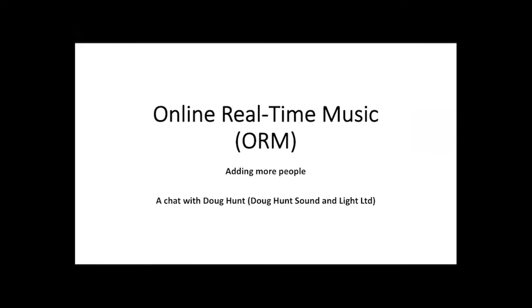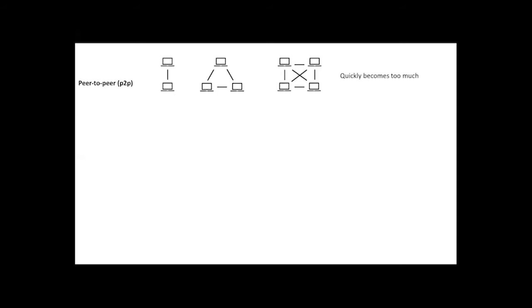So the first thing is to talk about the different types of connection that we have discussed in the video series so far. Peer-to-peer is the first one. This is the best thing to start with for two people in order to get really low latency. One person sets up a server on their computer and the other person connects directly to that server.